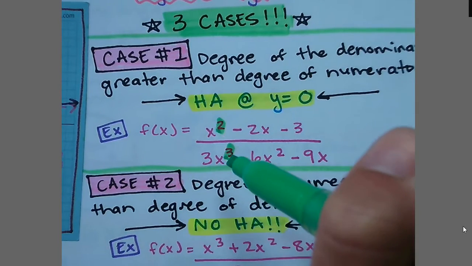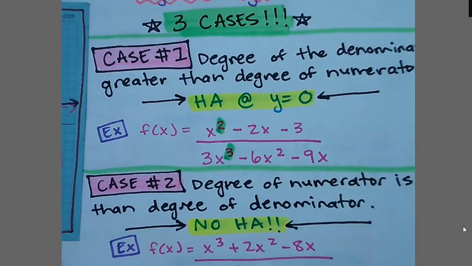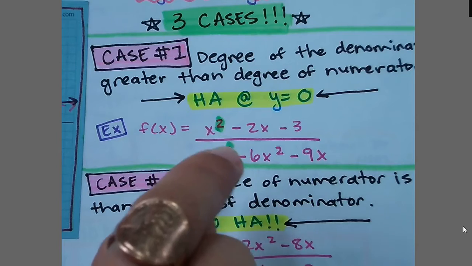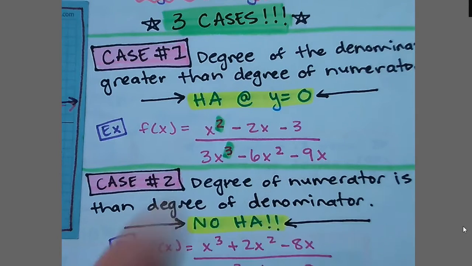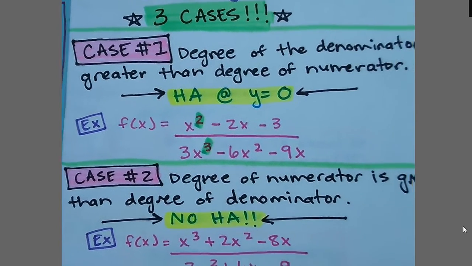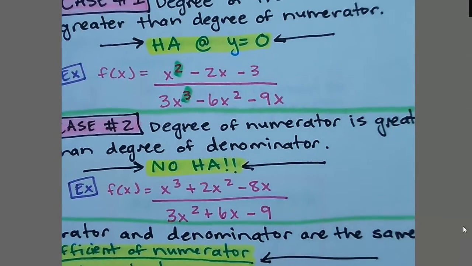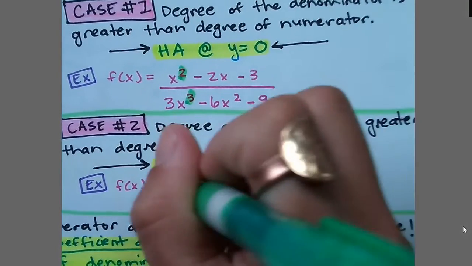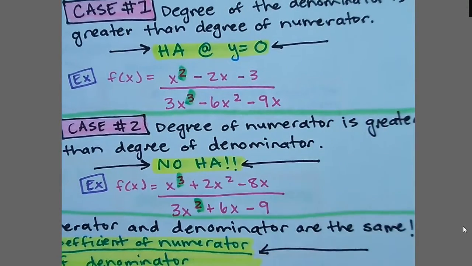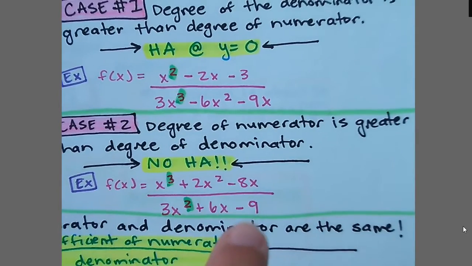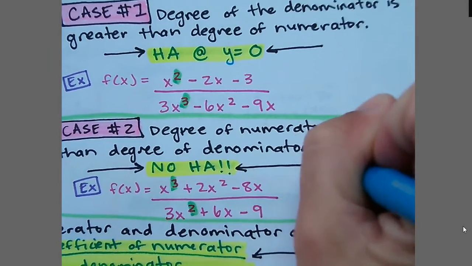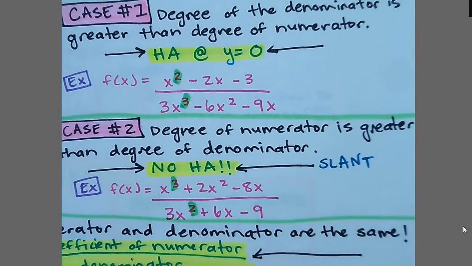So notice the denominator is bigger than the numerator with the degree. That means that it has a horizontal asymptote at y equals 0. That's going to happen anytime the degree of the denominator is greater than the numerator. The next case is that the degree of the numerator is greater than the degree of the denominator. So here, the degree of the numerator is 3, the degree of the denominator is 2. That means that there is no horizontal asymptote. There's actually a slant asymptote, but you don't really need to know that right now. That's a slant asymptote, not a horizontal asymptote.